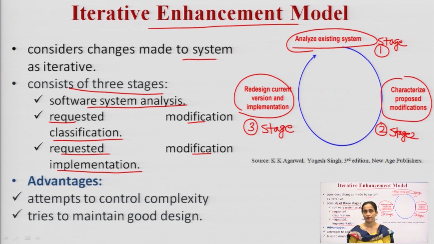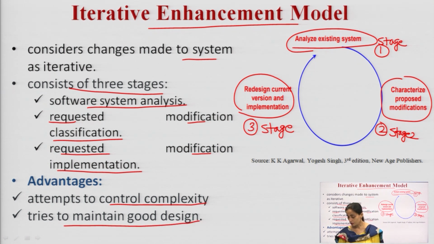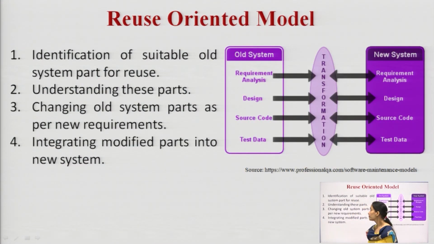So, what are the advantages of this model? This model attempts to control the complexity, and it tries to maintain a very good design. These are the very good advantages of the iterative enhancement model. Then the next model is the reuse oriented model. It comprises 4 stages.